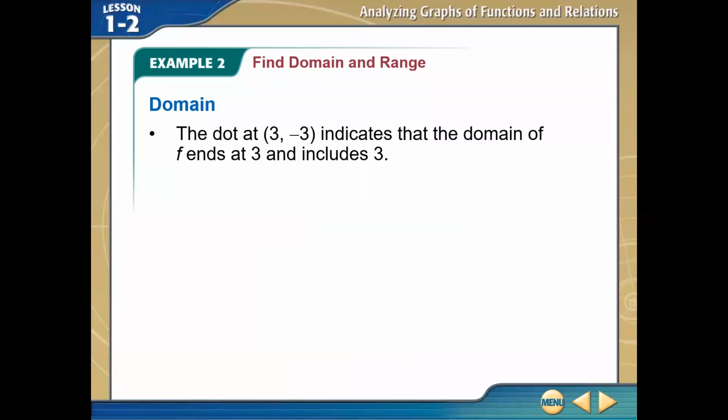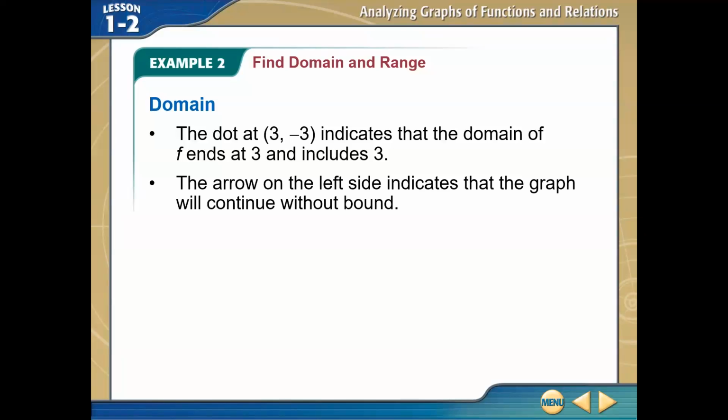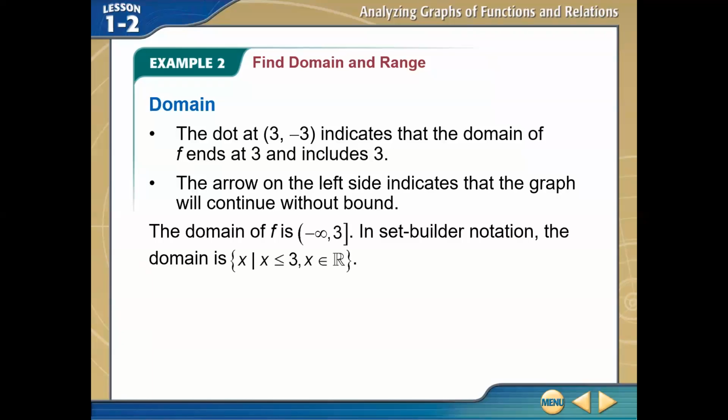So for the domain, the dot at 3, negative 3 indicates that the domain of f ends at 3 and includes 3. The arrow on the left side indicates that the graph will continue without bound. So the domain of f is negative infinity to 3. That's interval notation here. In set builder notation, the domain is stated as x, x is less than or equal to 3, and x is an element of real numbers. In this case, interval notation is just fine.